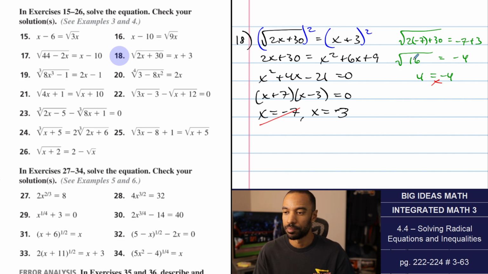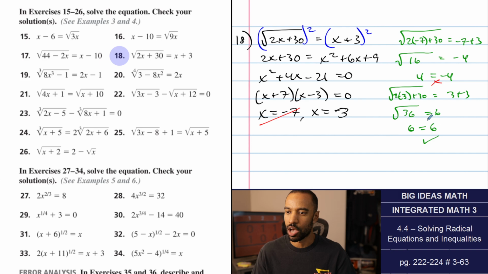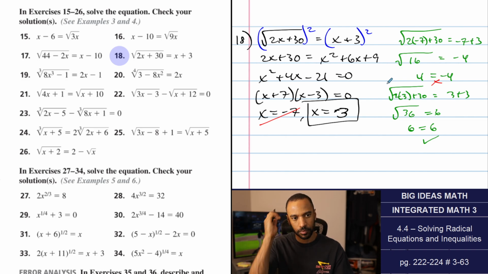But does 3 work? Yeah, probably. Square root of 2 times 3 plus 30 equals 3 plus 3. That's square root of 36 equals 6. And 6 equals 6 is all good. So x equals 3. That's a positive 3, by the way. X equals 3 is the only solution there.